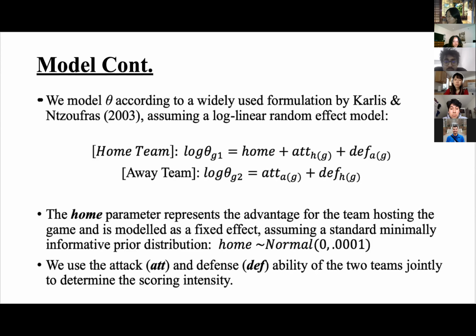We model the home team's goals with log theta G1, and this is equivalent to the home parameter, which represents the advantage for the team hosting the game and is modeled as a fixed effect. And in addition to this, we add on the attacking ability of the home team plus the defensive ability of the away team. And the away team goals are modeled with log theta G2. And this is equivalent to the attacking ability of the away team plus the defensive abilities of the home team.